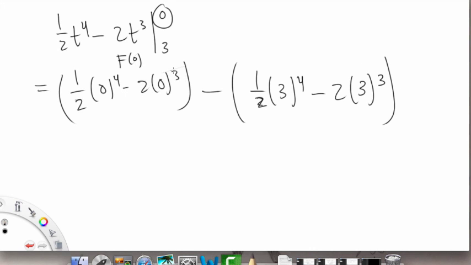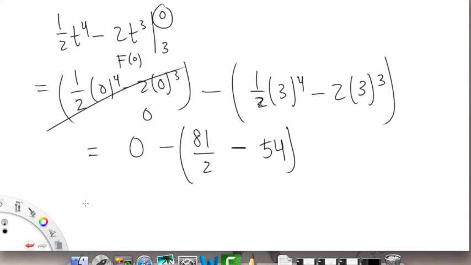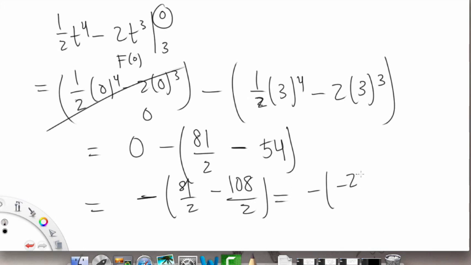When we get that, the first part is all 0. So we get 0 minus, and then 3 to the 4th is 81, so that's 81 over 2, and then minus, I'm going to keep it in parentheses for now, 3 to the 3rd is 27, so times 2 is 54. So we get 0 minus 81 over 2, minus 108 over 2. This is going to equal the negative of negative 27 over 2, which turns out to be a positive 27 over 2.